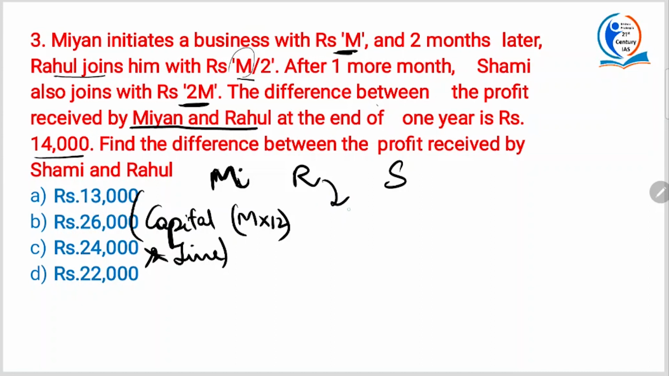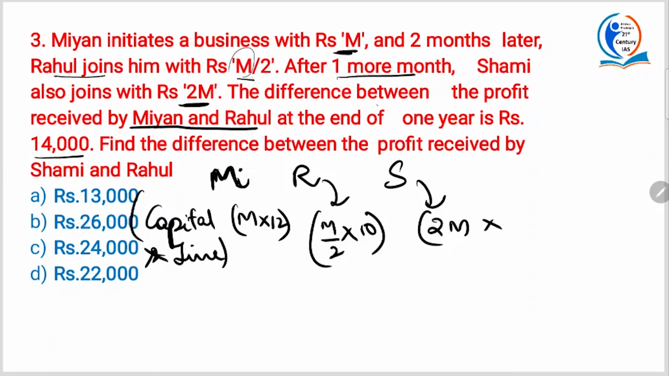How about Rahul? Rahul invested for how many months? 2 months later, right? Which means it is 12 minus 2. That is 10 months. What is Shami's scene? Shami actually invested 2M for how many months? After 1 more month. After Rahul had come, Shami came after 1 month. That means after 3 months he had joined. Which means 12 minus 3. He is investing the amount for 9 months.